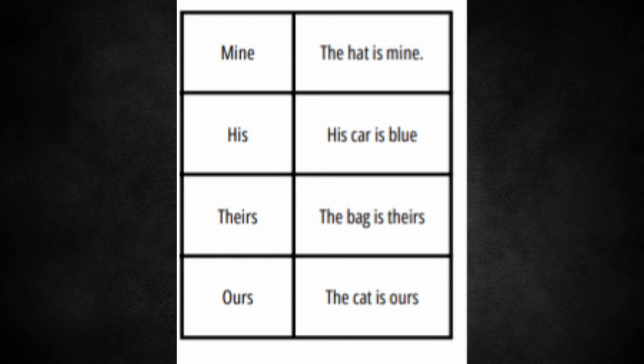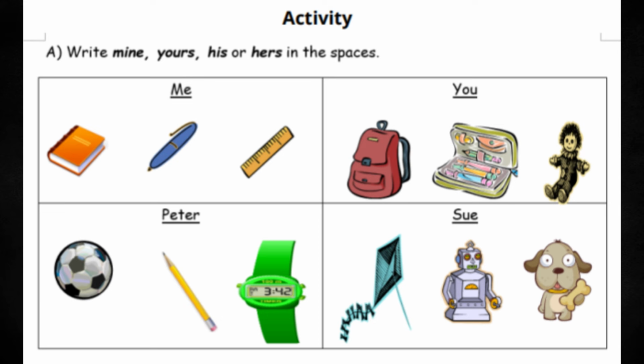Mine, the hat is mine. His car is blue. The bag is theirs. The cat is ours. Now, this is really fun. So you've got some objects in this activity: a book, a pen, a ruler. You have a bag, a pencil case, a doll. Peter has a soccer ball, a pencil, a watch, a kite, a robot, a dog.